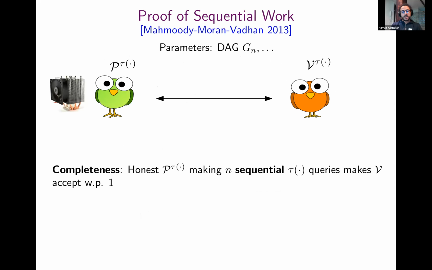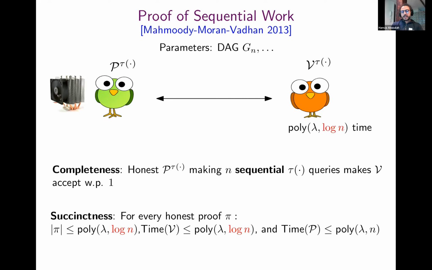Very standard notation. So graph labeling proof of sequential work schemes were introduced by Mahmoody et al. It's an interactive protocol between a prover and verifier, where completeness says that an honest prover that makes n sequential queries to its oracle makes the verifier accept with probability 1. Succinctness is what you expect. Proofs are polylogarithmic, and they can be verified in polylogarithmic time.